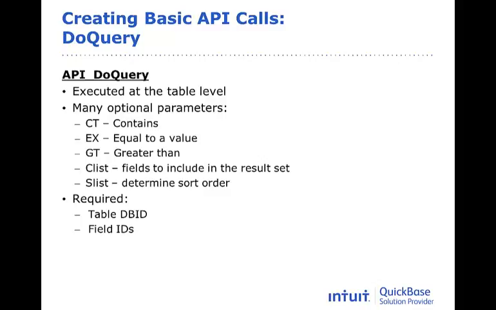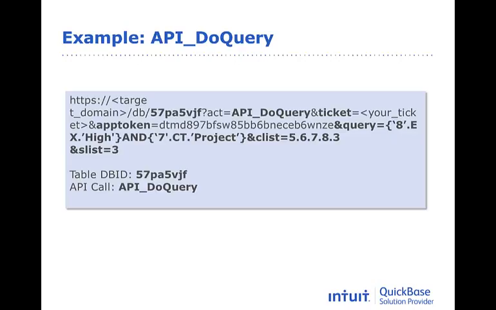Field IDs are required when specifying these parameters. In previous calls, you could use field ID and field name interchangeably, but that is not the case with API do query. In addition to the filter parameters, you can also specify which fields you would like to include in the results and how to sort those fields. You can do this by using CList and SList, respectively.